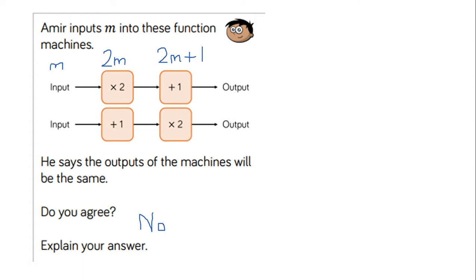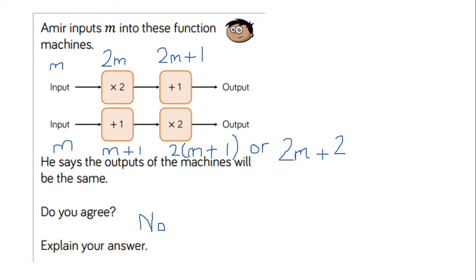The second function machine, again, I'm going to input n. But this time I'm going to add the 1 first. So at my midpoint of the second function machine, I've actually got n plus 1. And it's then that n plus 1 that I'm going to multiply by 2.